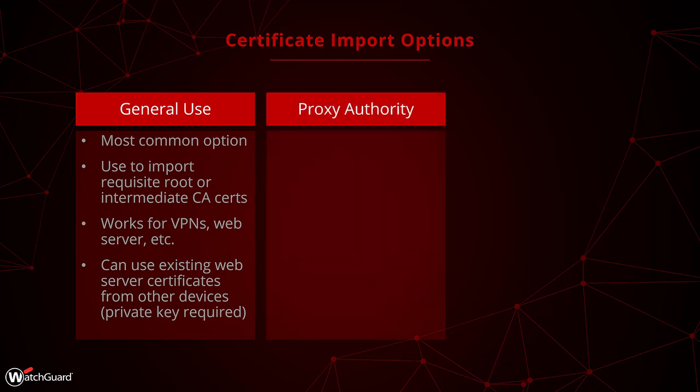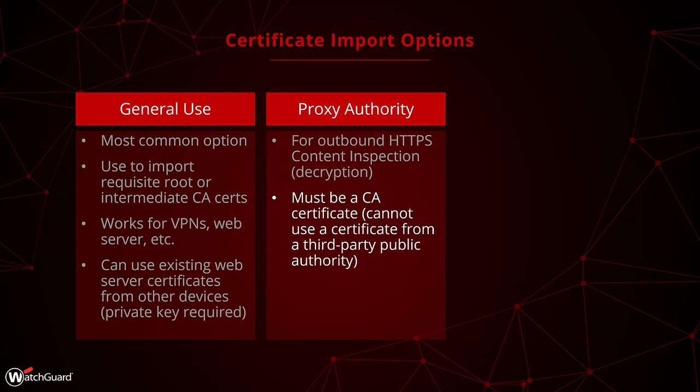When it comes to the proxy authority certificate, this is going to be used for any outbound content inspection. So this certificate must be a CA certificate. There's no way around that, since this certificate will be used to re-sign certificates for any websites that you're visiting through HTTPS proxies. Because of this, you cannot obtain a certificate from any third-party public source, because those CAs will not issue you a subordinate CA with their authority. So you would either have to use a local CA or use the CA on the Firebox in order to have a certificate that fulfills this role.